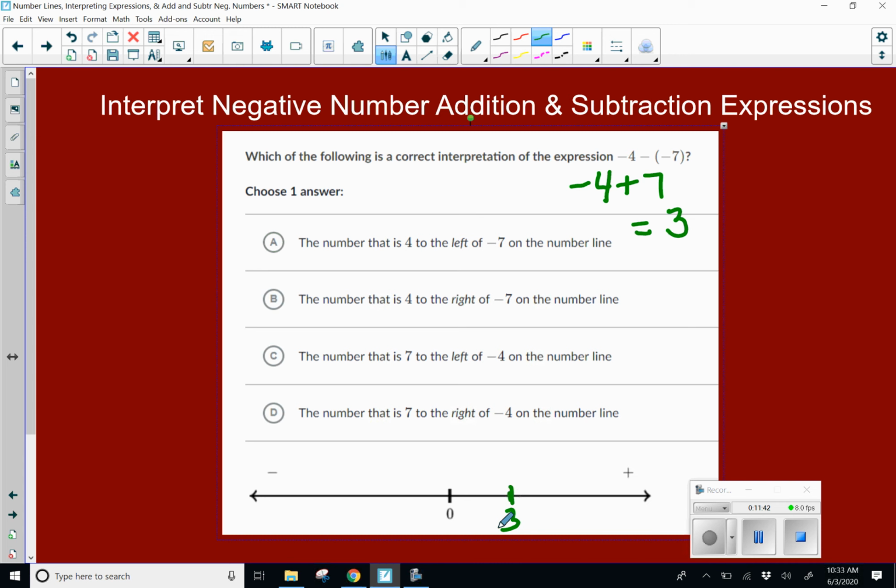The number that is 4 to the left of negative 7, well, negative 7, let's say, is right around here. So clearly, if I'm going to the left, that's not going to give us a positive 3.